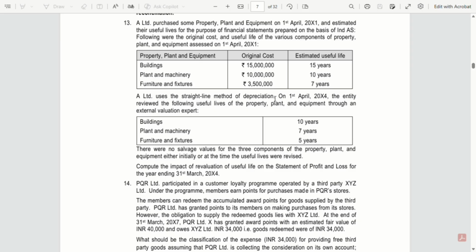A Limited uses straight line method of depreciation. On 1st April 2004, means after 3 years, the entity reviewed the following useful life of the property, plant and equipment through an external valuation expert.